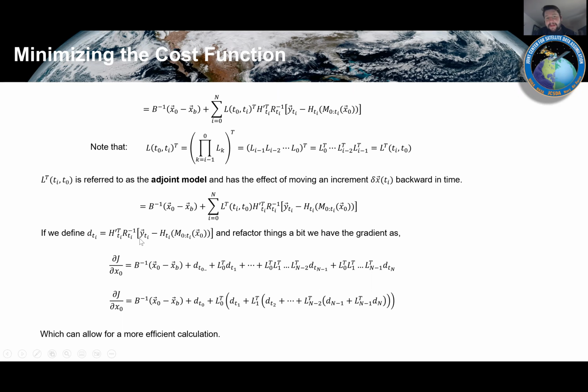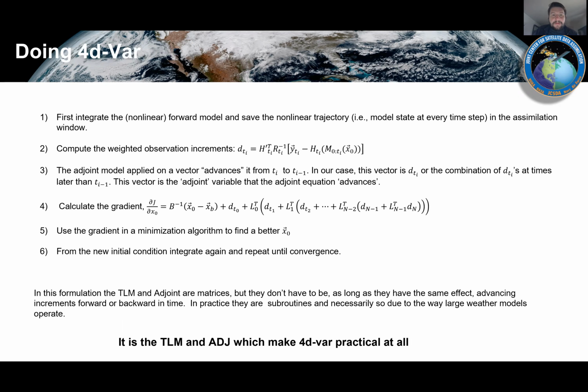But if we take this remaining piece that isn't the adjoint, and just call it D at Ti so that it's a little nicer to look at, we can refactor this a little bit, multiply, collect parentheses, etc., so that we get a form for the gradient of our cost function as such. This just makes it a more efficient calculation. With big models, these things have to be considered. Here we'd apply the adjoint n minus 2 times, but if we rewrite it this way, we cut out some of that excess multiplication.